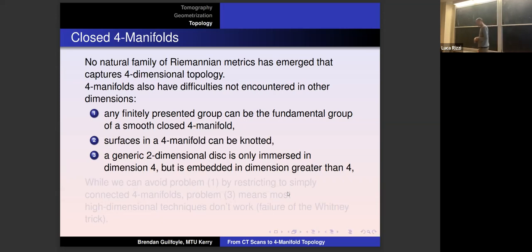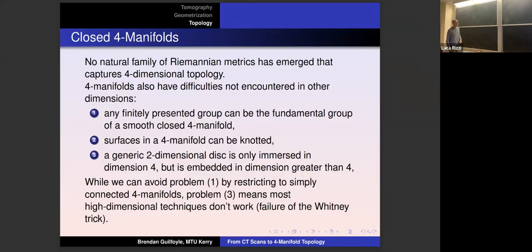So again, a few comments. We can avoid problem 1 by restricting to simply connected 4-manifolds. Let's just sweep that whole problem with the finitely presented groups under the table. Then problem 2, we're not going to deal with that. But problem 3 means, as I said, that most high-dimensional techniques don't work. In particular, there's a thing called the Whitney trick, in which you take an embedded disk and do various things. It's a key thing in higher-dimensional topology, and you can't do it in dimension 4. It's just the dimension where 2 plus 2 equals 4, and so you have self-intersections.